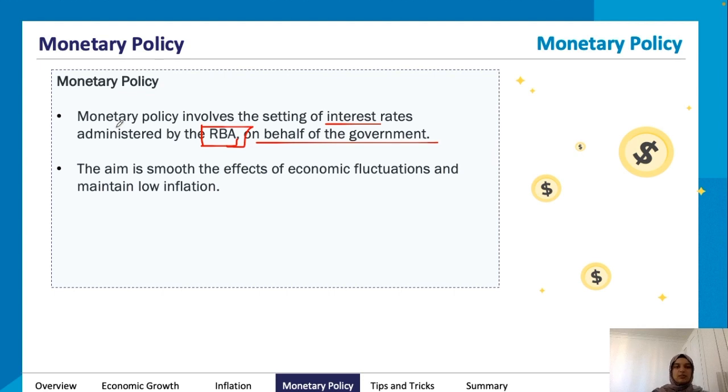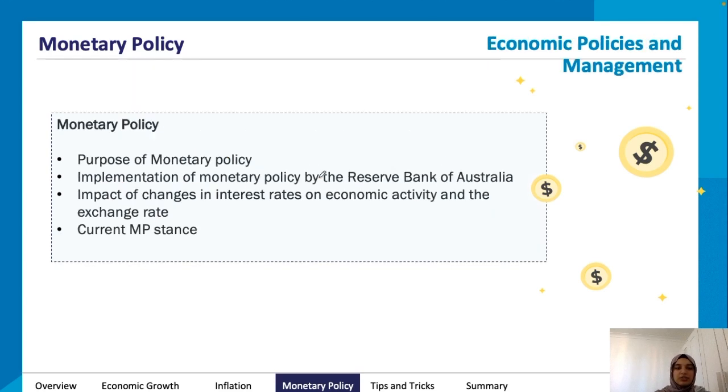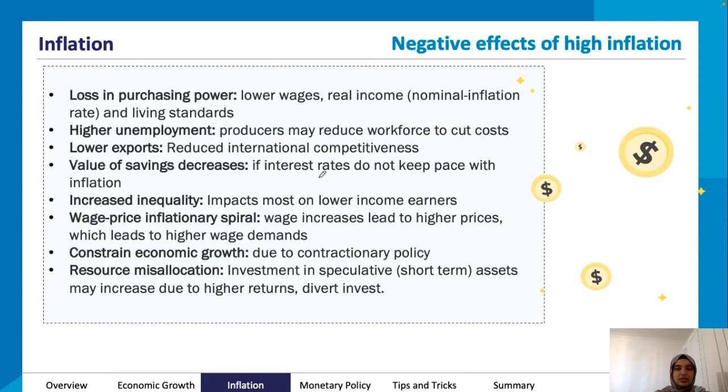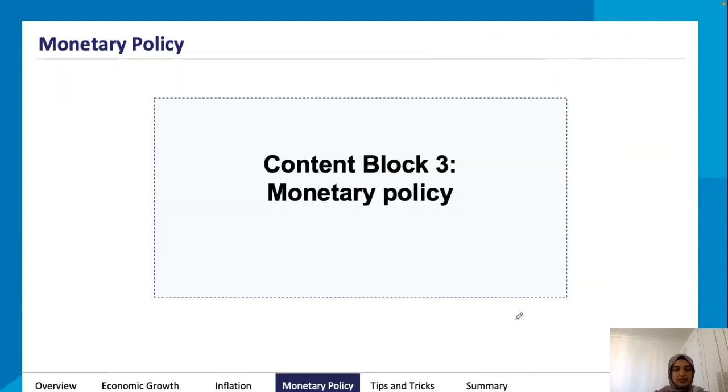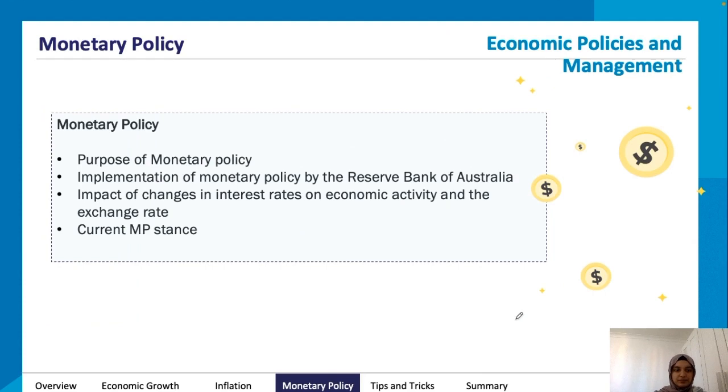So the aim is to smooth the effects of economic fluctuations and maintain low inflation. We want to try and smooth out these ups and downs that happen so often, and keep it as stable as possible. The main idea is to lower inflation, because remember we went through the impacts of high inflation. There's a whole list. So we want to try and avoid that.